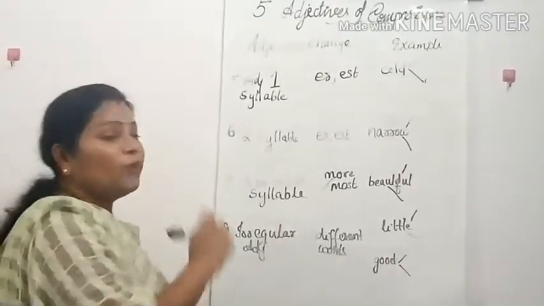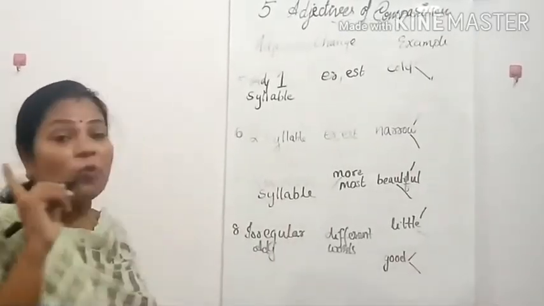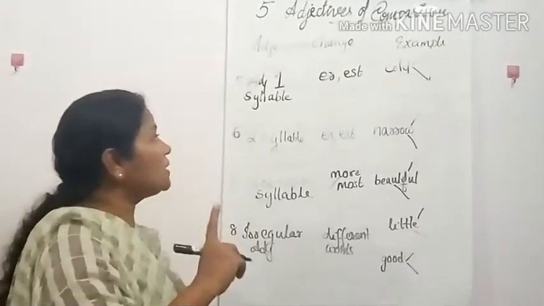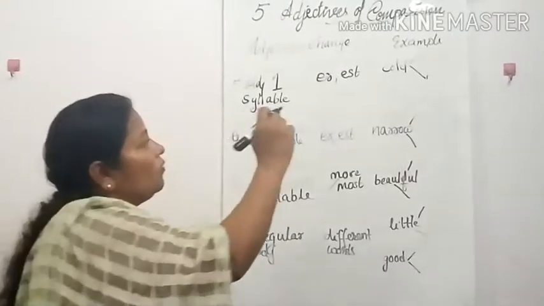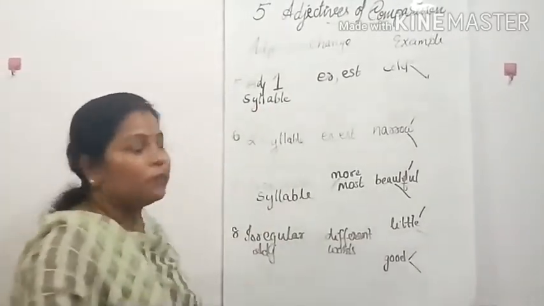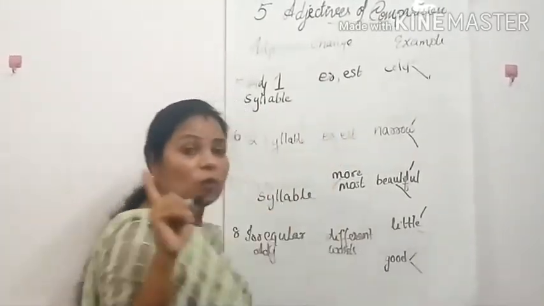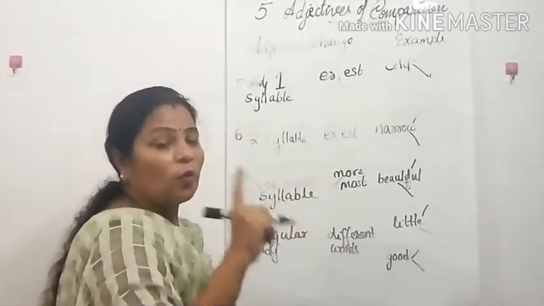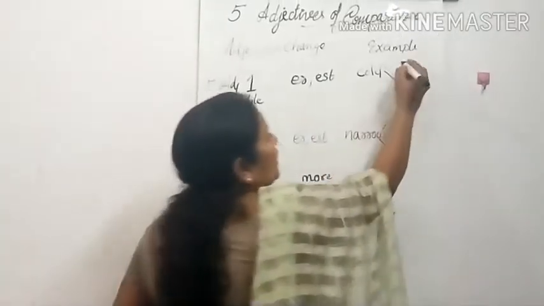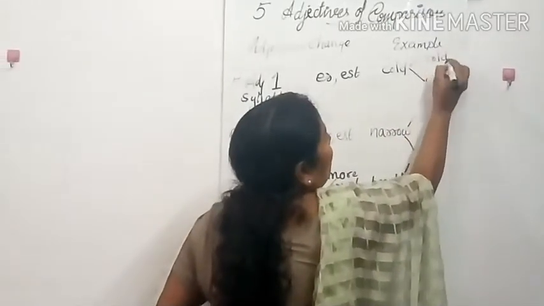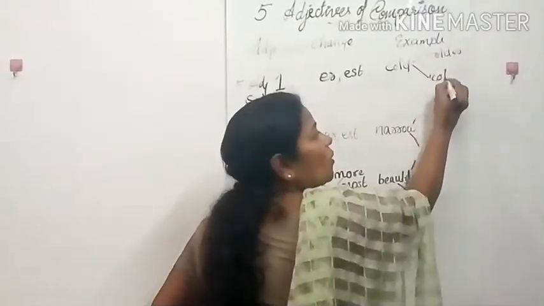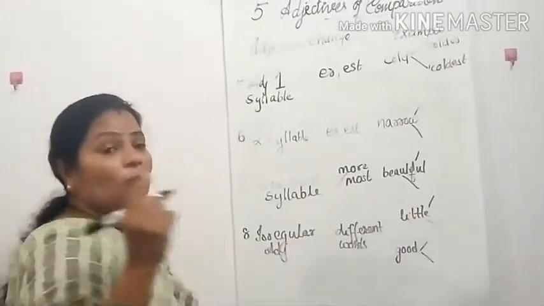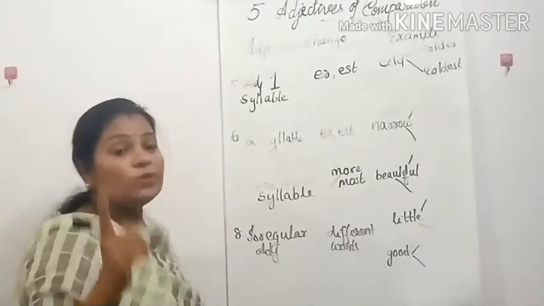Okay. So, we have adjectives with one syllable. Hope you remember what is syllable. Okay. So, one syllable means, for example, take cold. It is a one syllable word. Cold. Okay. So, we have to just add ER or EST to it. So, we get colder and coldest.